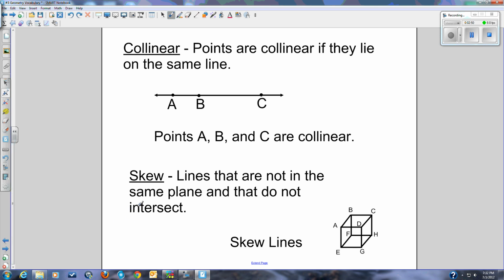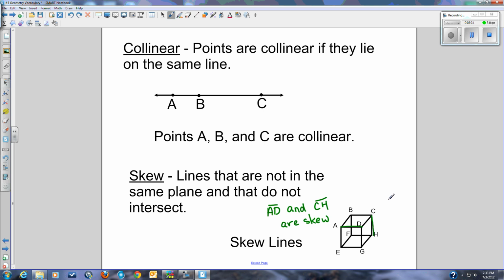Skew. Lines that are not in the same plane and do not intersect are called skew lines. So in this picture, let's take a look. We could say that segments AD and CH are skew. I'll make my H look a little bit better here. So lines AD and CH are skew.